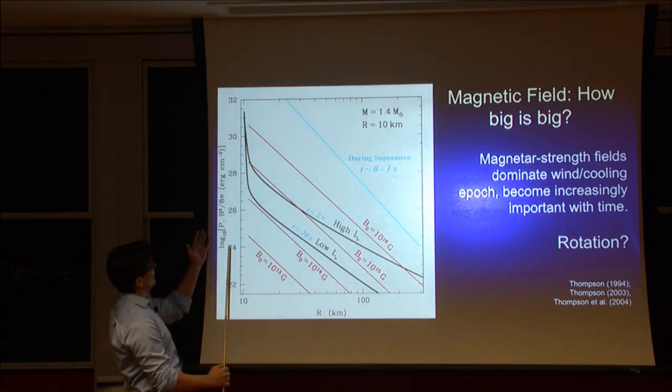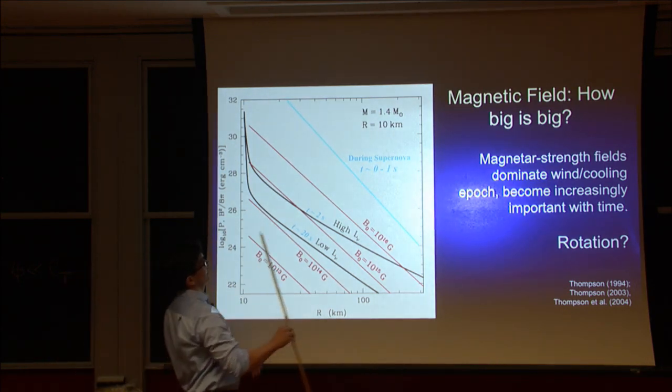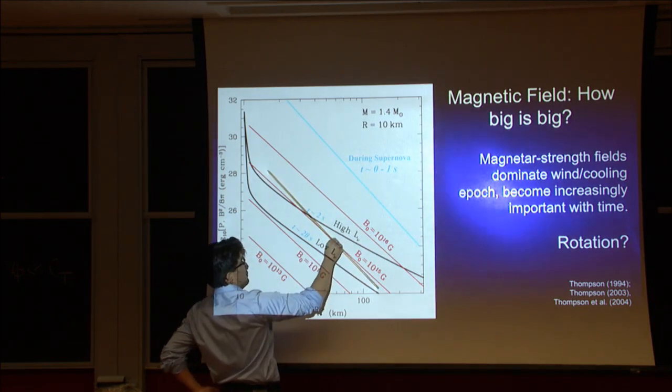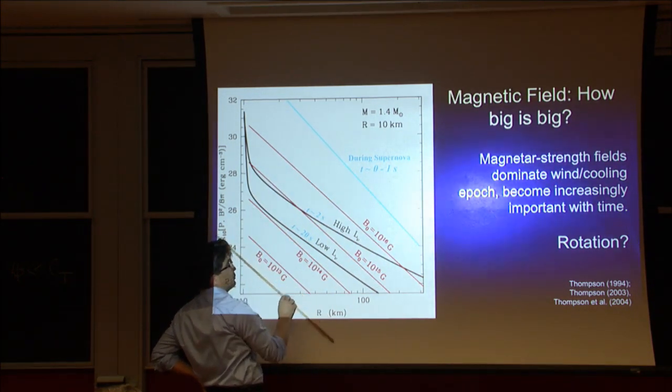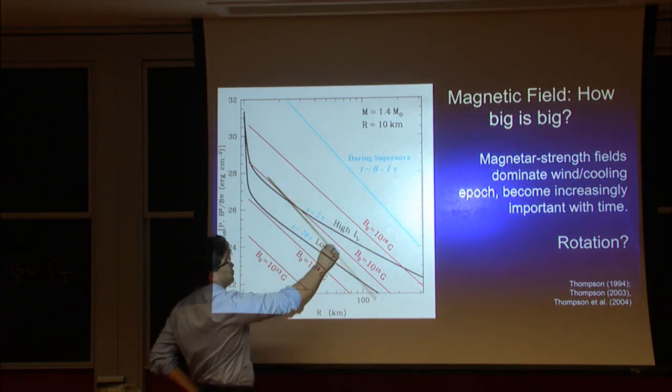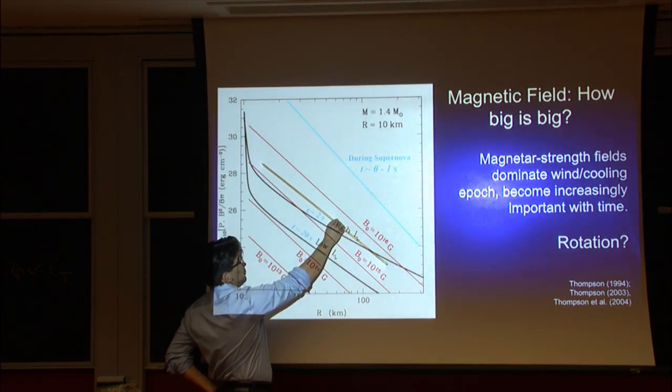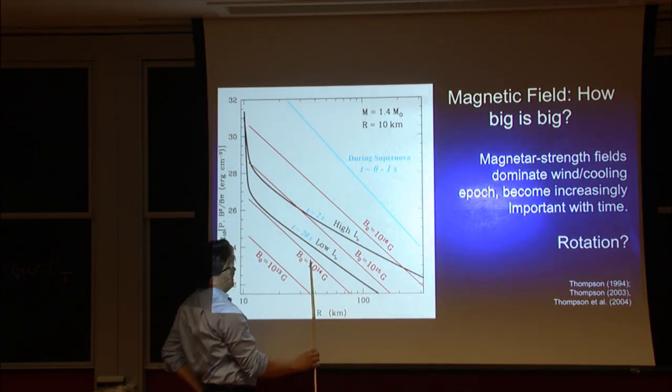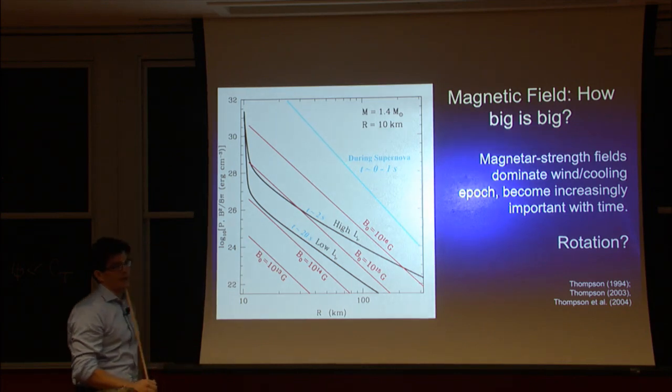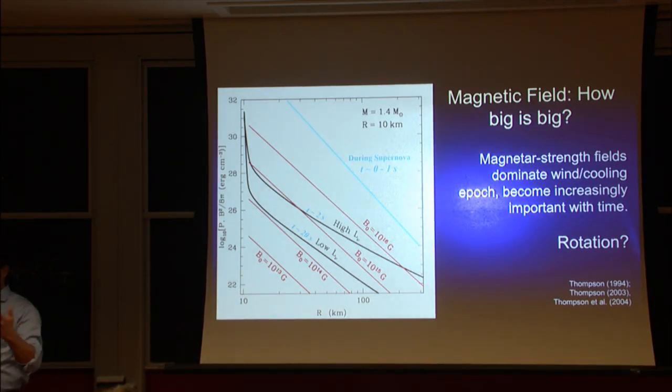Well, if you just overlay B squared over 8 pi for a 10 to the 16 Gauss dipole, 10 to the 15 Gauss dipole, 10 to the 14, and 10 to the 13, you immediately see that as a neutron star cools, from 2 seconds down to 20 seconds, if the magnetic field is bigger than 10 to the 14 Gauss, then that will dominate the wind dynamics.